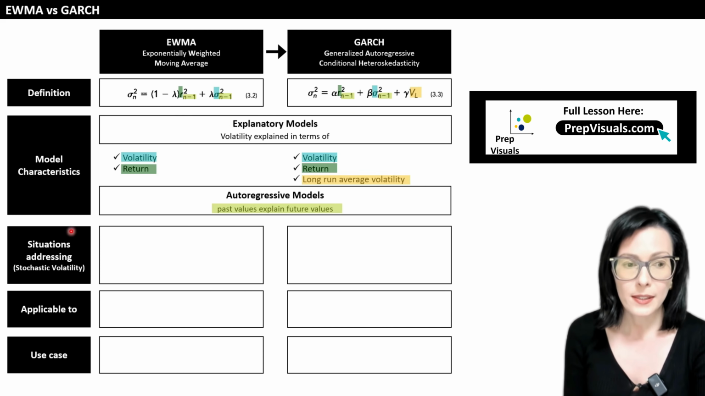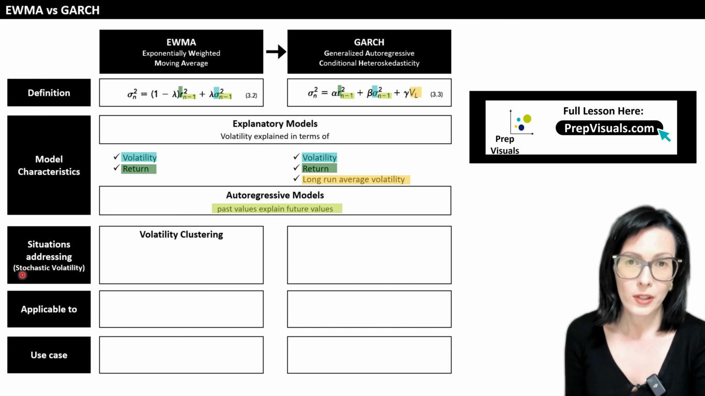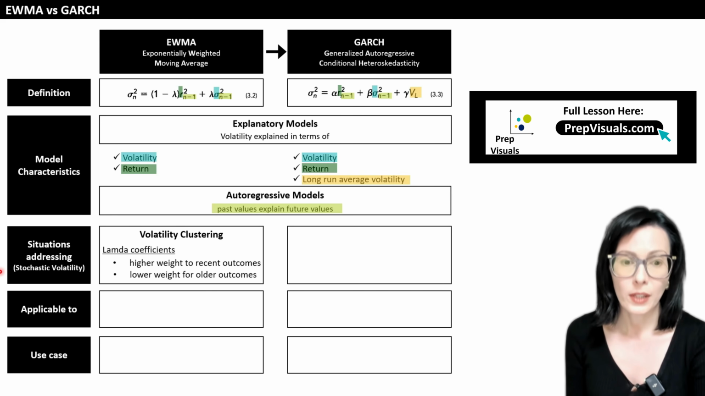And speaking of tricky situations these models are trying to assess, which is obviously within the context of time-changing volatility, also called stochastic volatility, you need to be aware that the EWMA model is mostly trying to address a phenomenon called volatility clustering, a situation in which you have high volatility time periods followed by low volatility time periods. And this is because of the lambda coefficients, which I extensively elaborated on in my previous lesson. Just to refresh your memory, the lambda coefficients are these coefficients over here, and their role is to assign higher weights to more recent outcomes and lower weights to older outcomes.